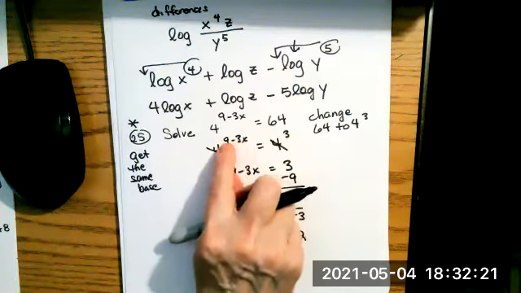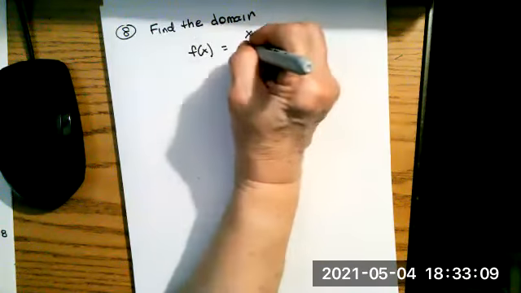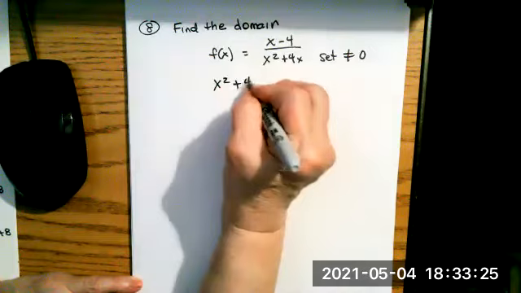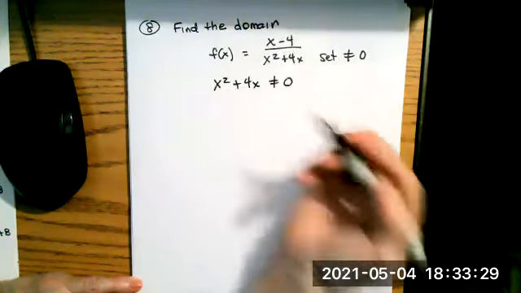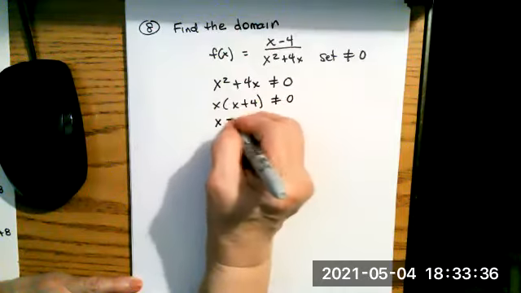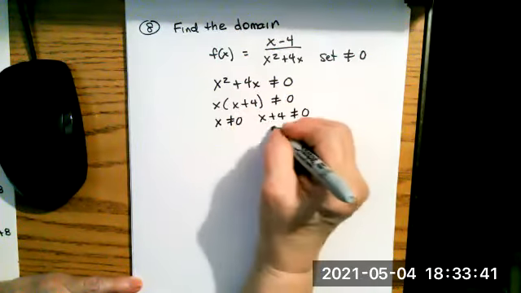After 25, if you skip over to 8, find the domain. I probably should have done this one with the vertical asymptotes because they're kin. You get f of x equals x minus 4 over x squared plus 4x. And you set the denominator not equal to 0 when you're doing domains because you don't want those numbers to make that a 0. So you have x squared plus 4x can't equal 0. You're not going to have to worry about canceling or anything on these problems. They're not going to give you any of those. So x cannot equal 0, and x plus 4 cannot equal 0. So that means x cannot equal negative 4.